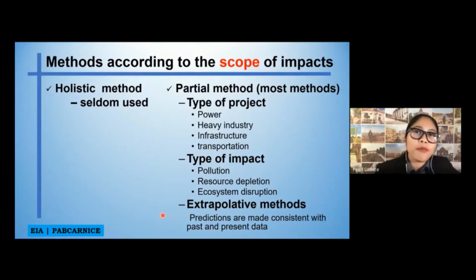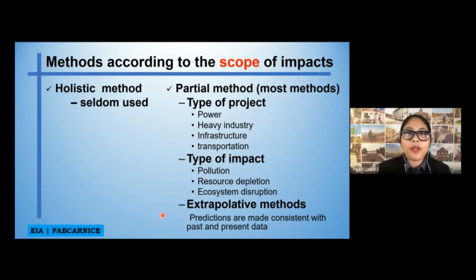When we say type of project, it may be power, heavy industry, infrastructure, transportation. When we say type of impact, does it focus on pollution, or resource depletion, or ecosystem disruption? In which we can specifically focus on a specific type of project or impact when we assess the scope of the impacts of a certain project or activity.